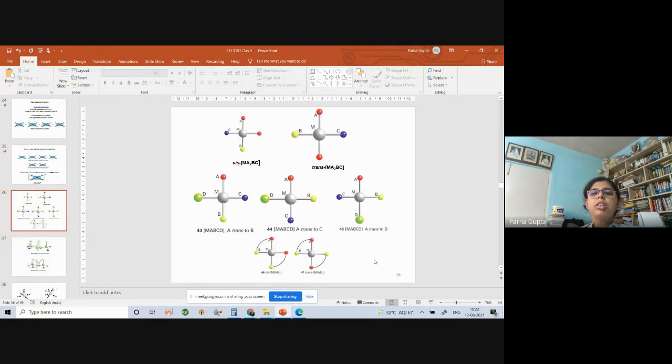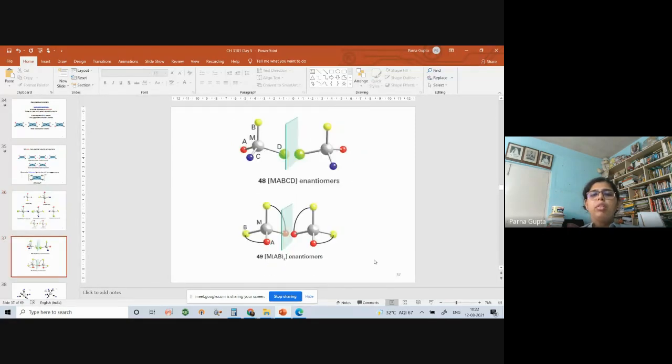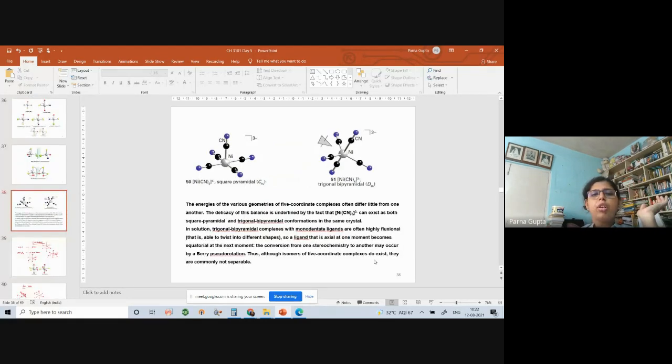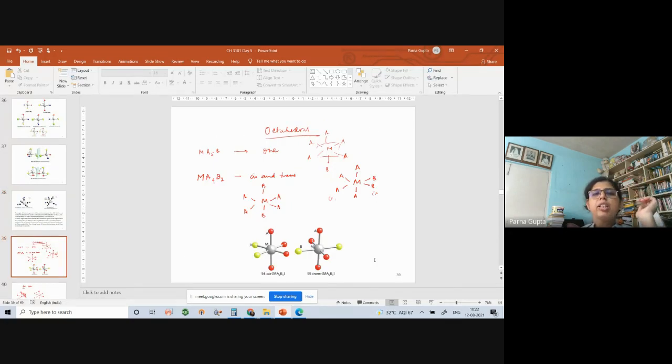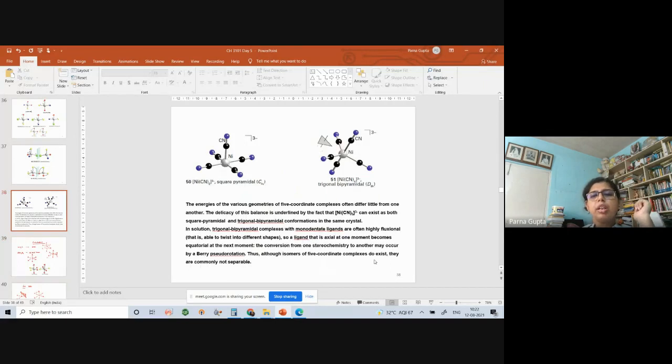So these are the things that I have written. All these things are from Shriver and Atkins, so you will get all of them. Here you can see the energies. I shall explain this part a little bit. I have already explained that complexes are often highly fluxional, because a ligand is axial at one moment and equatorial the next moment.